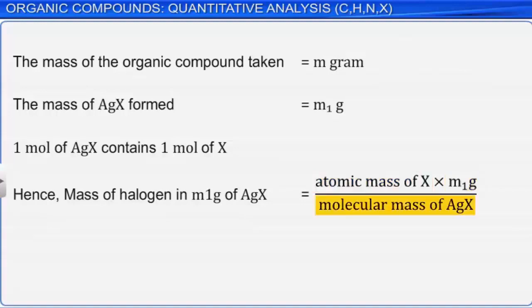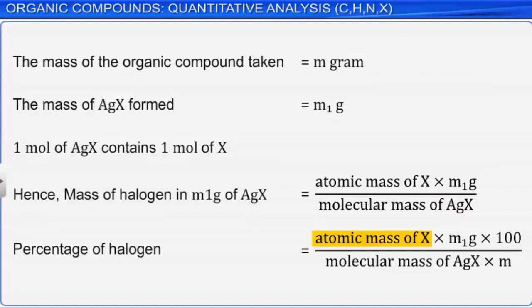Therefore, the percentage of halogen is equal to the atomic mass of halogen multiplied by m1 multiplied by 100, divided by the product of the molecular mass of silver halide and m.